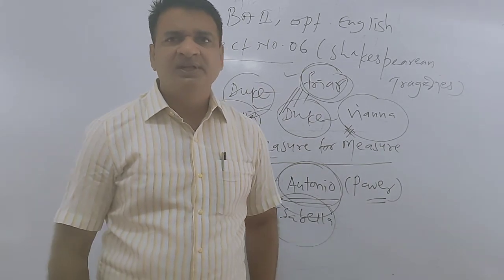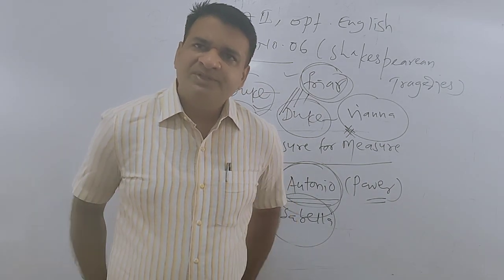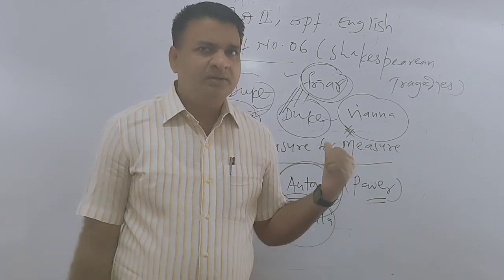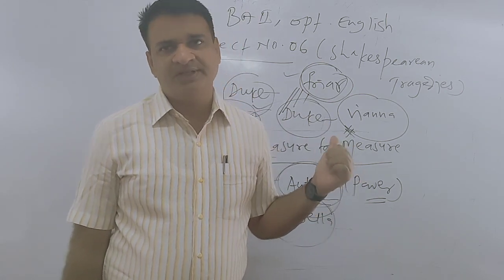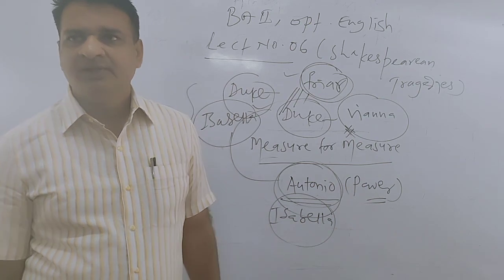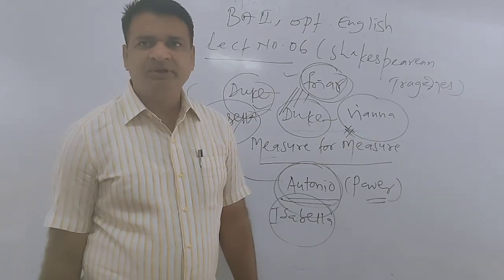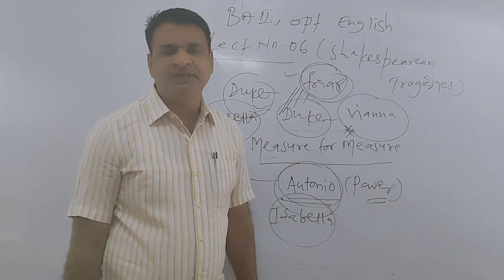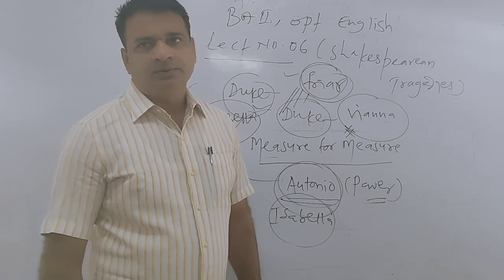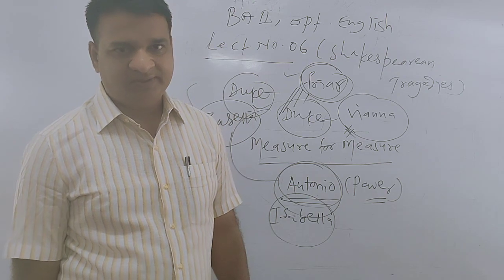So my dear friends, this is a little bit about Measure for Measure, one of the comic tragic plays, like The Merchant of Venice. So tomorrow onwards, in the next lecture, we will begin to discuss the tragedy Julius Caesar. Thank you.